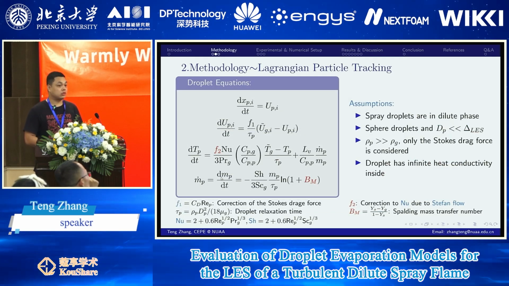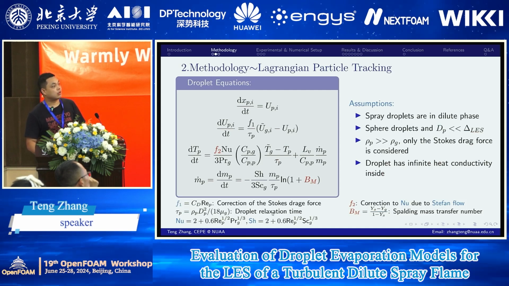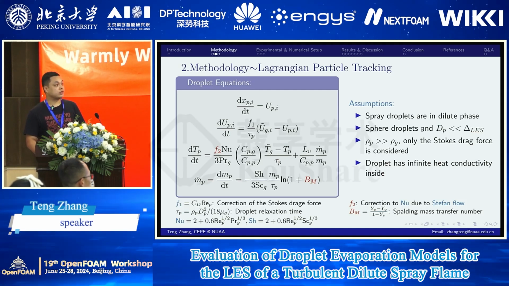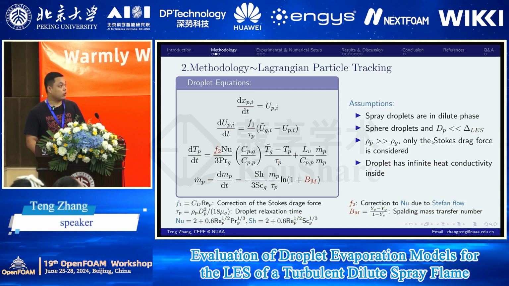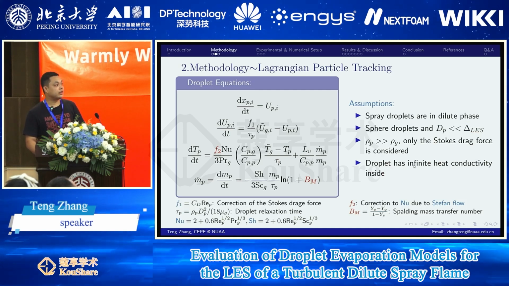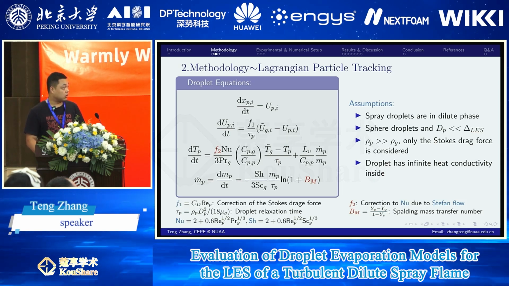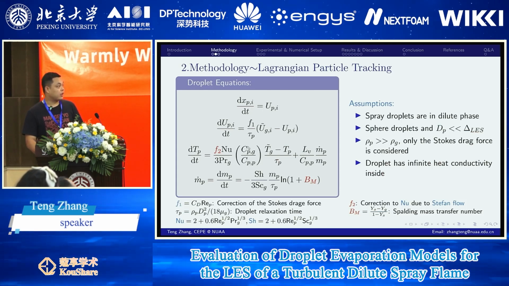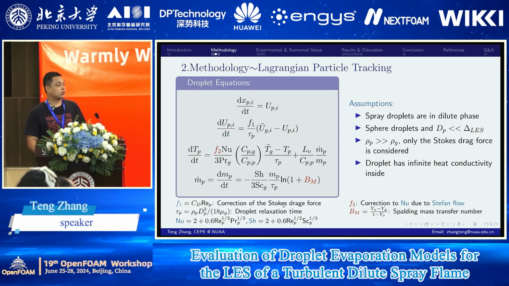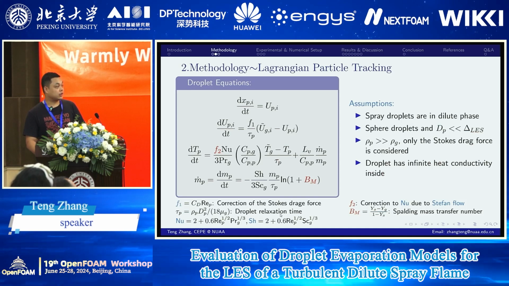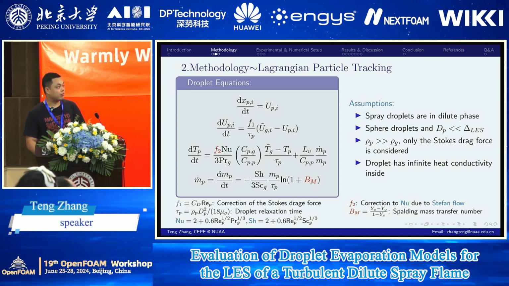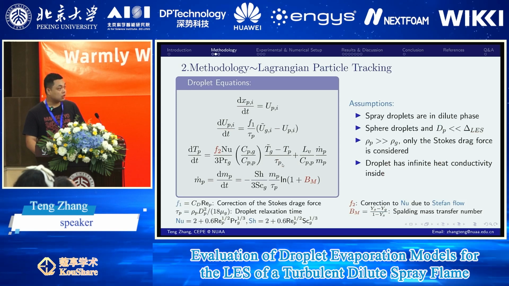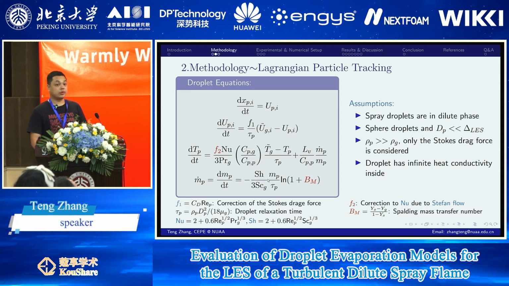The spray is solved under the Lagrangian framework under these assumptions. The spray droplets are in the dilute phase, the droplets are spherical, and the diameter is far less than the LES filter size. Only the Stokes drag force is considered, and infinite heat conductivity is assumed inside the droplet. So we can derive the droplet equations: the motion equation, the momentum equation, and the heat transfer and mass transfer equations. Here F1 is the correction of the Stokes drag force, tau_P is the droplet relaxation time, Nu is the Nusselt number for heat transfer, and Sh is the Sherwood number for mass transfer. Basically, the droplet evaporation only involves these two equations.